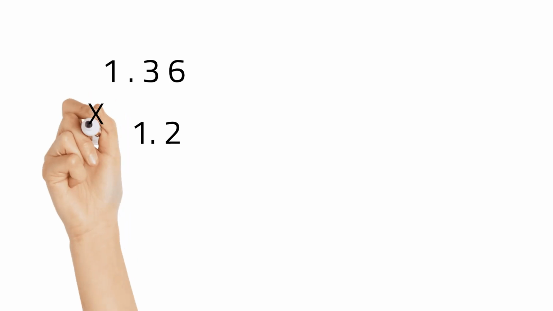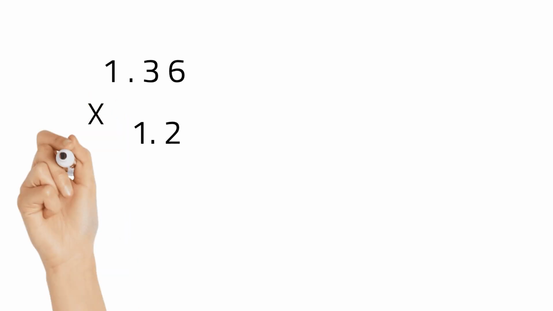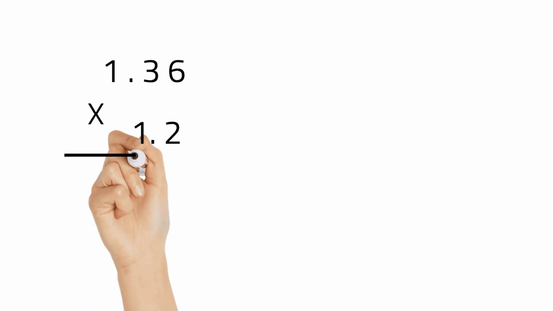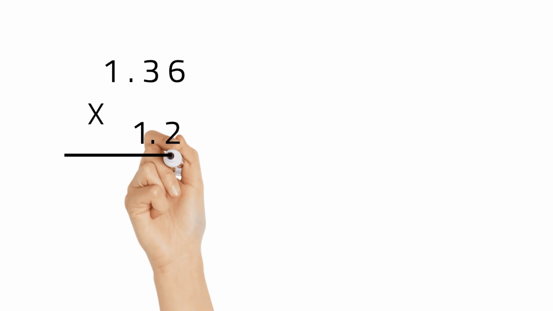Because 2 times 6 is 12, carry over the 1. 2 times 3 is 6, plus 1 is 7. 2 times 1 is 2. And now we move on to the ones place, so we add a 0.